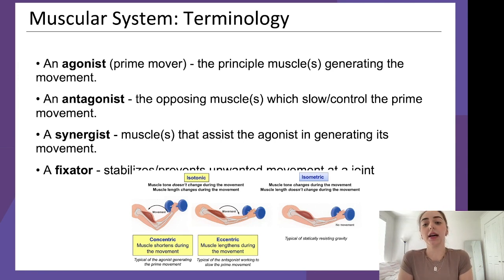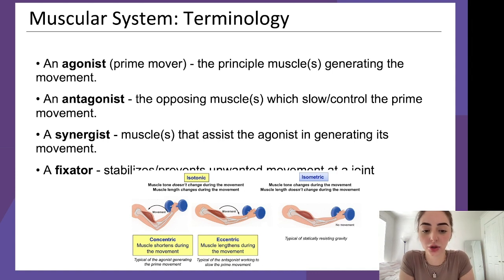Okay, so you also then have isotonic and isometric. Isotonic is where the muscle tone doesn't change during the movement, but the muscle length changes. So for example, if you're doing bicep curls, the muscle tone doesn't change, but the muscle length becomes longer, okay? Concentric is when it shortens during the movement. Eccentric is when it lengthens. So think of bicep curls.